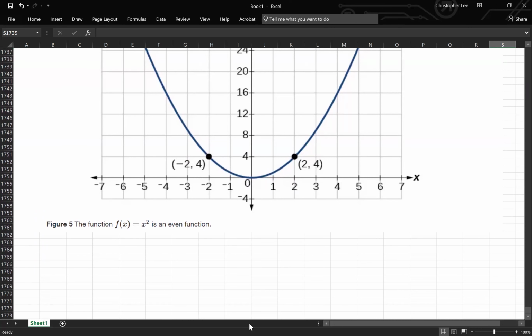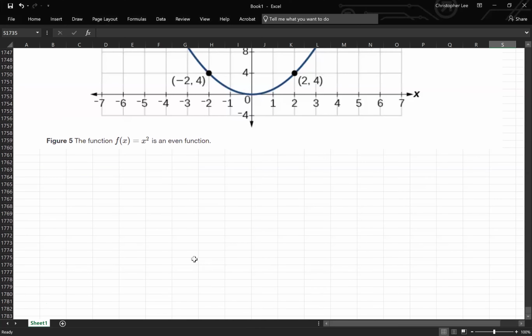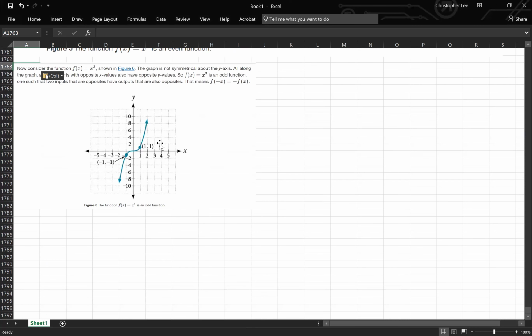Let's recap what an odd function is real quick. Nice little refresher. Not like we have a final coming up or anything, all right?